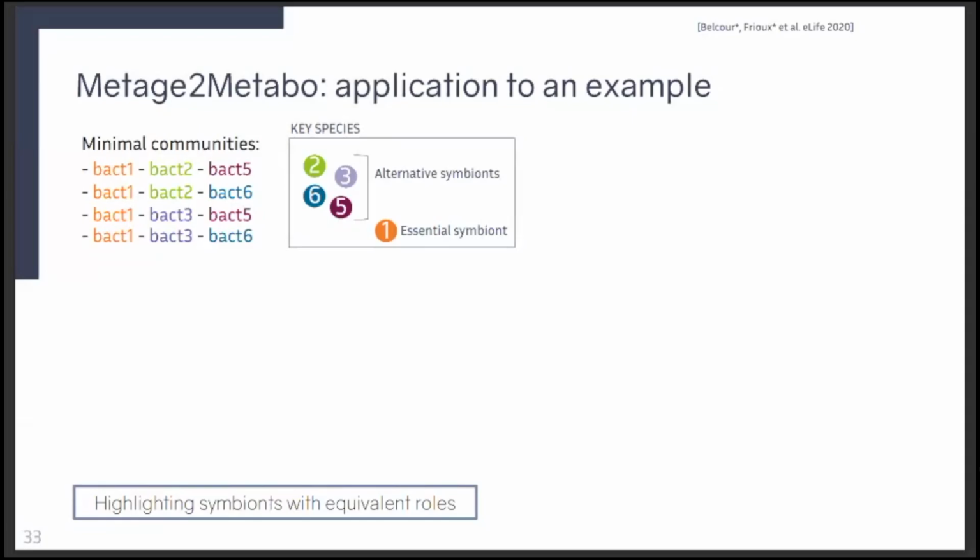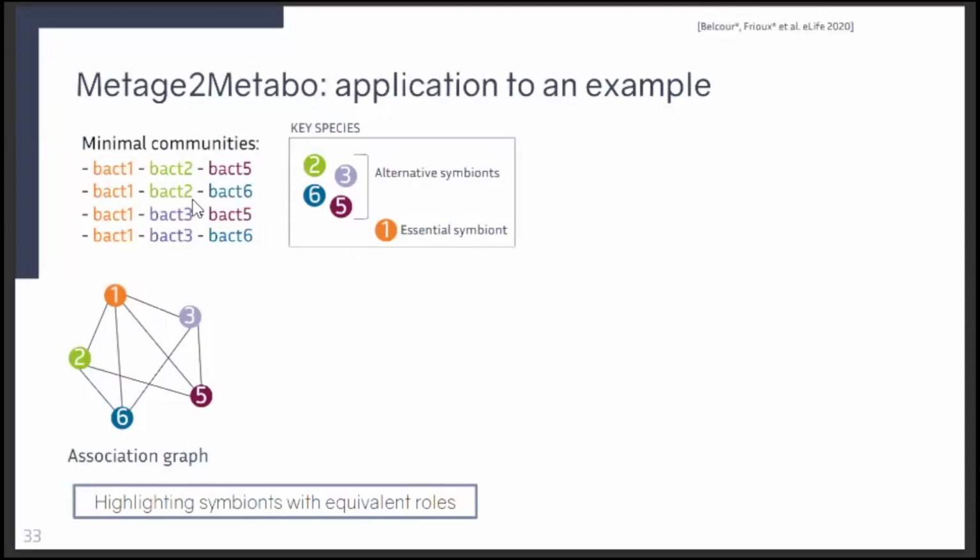So that's BACT1. We call it an essential symbiont. And it tells you that this population has some functional capabilities that are essential to produce the targeted metabolites. So that's really interesting. And then you have alternative symbionts that occur in some, but not all minimal communities. We were then interested in understanding how these symbionts, these key species, interact within the minimal communities.